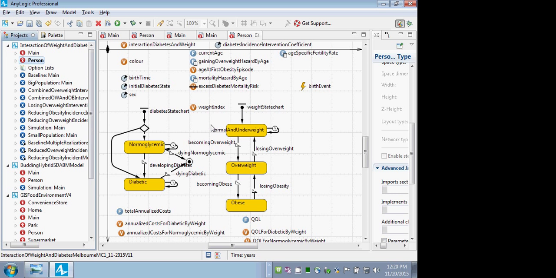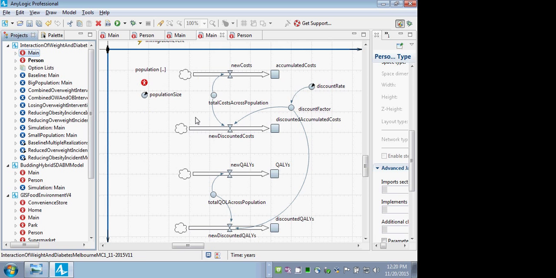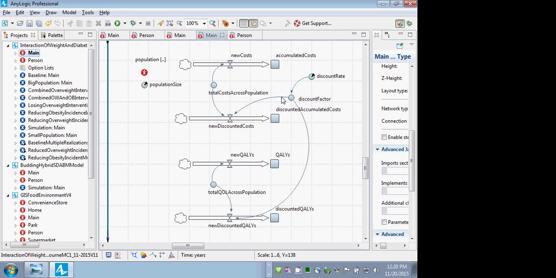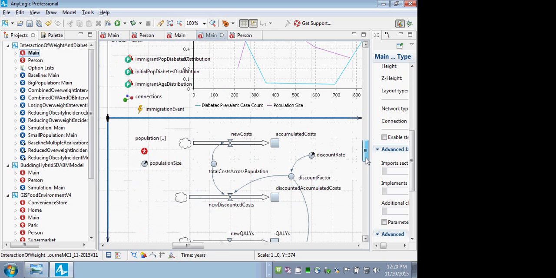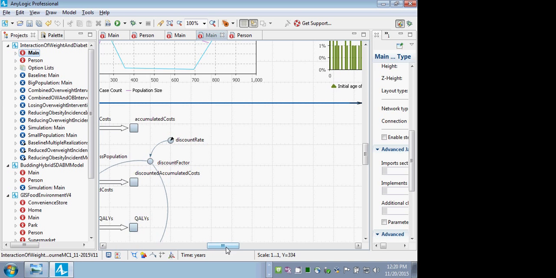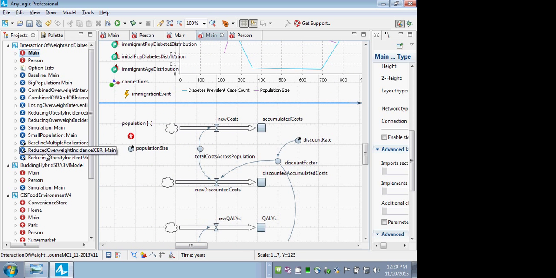So first of all, at the main point of this class in Main, you will find stocks and flows being used to accumulate QALYs and accumulated costs, both in a discounted and undiscounted fashion here. And you will, moreover, see information that is captured on incremental cost effectiveness ratios if you use one of these outcomes here.